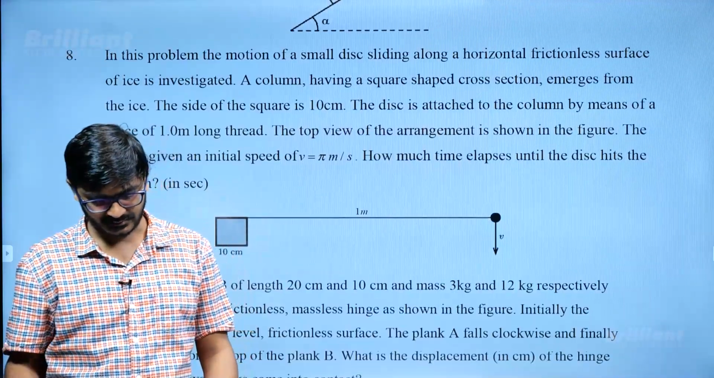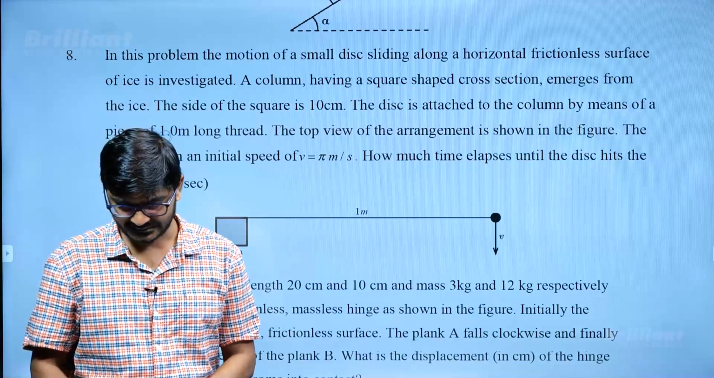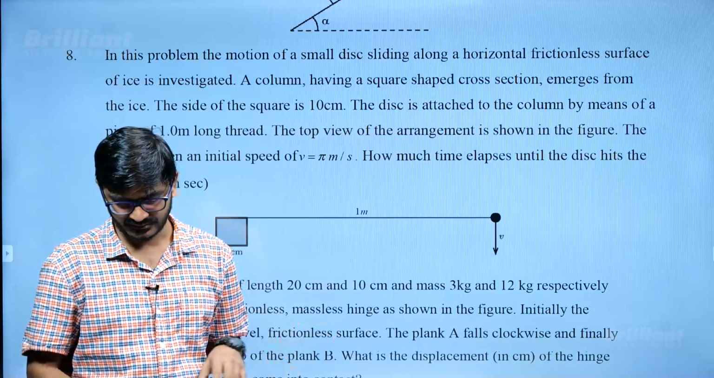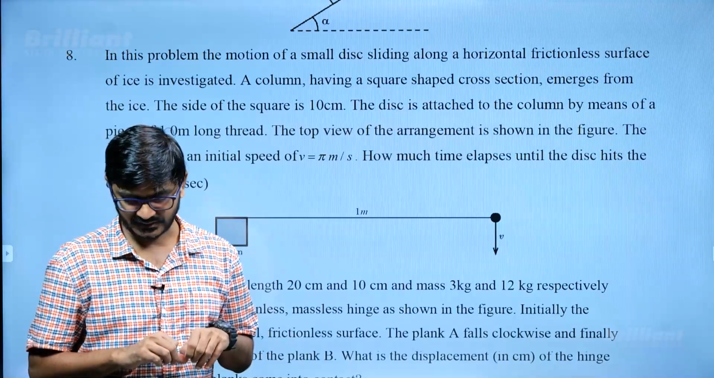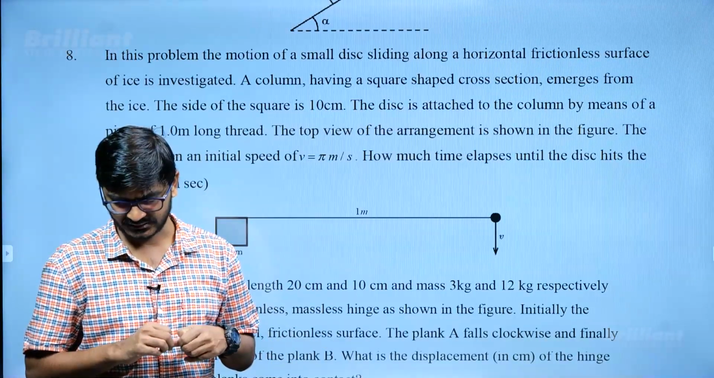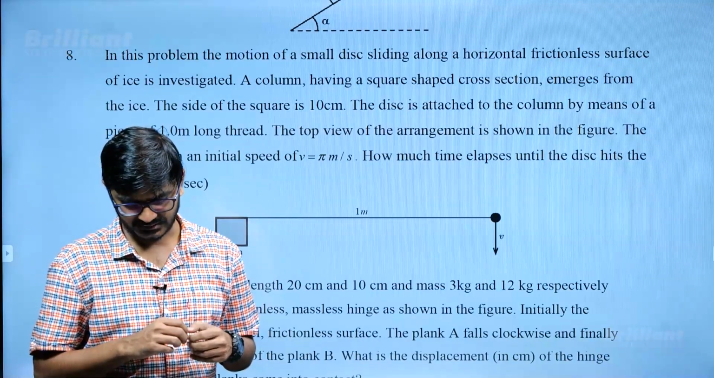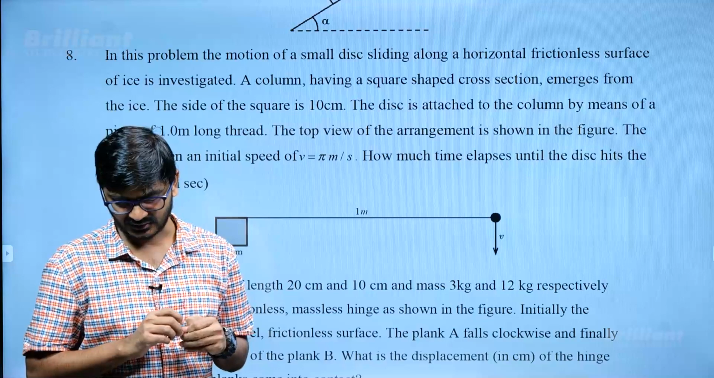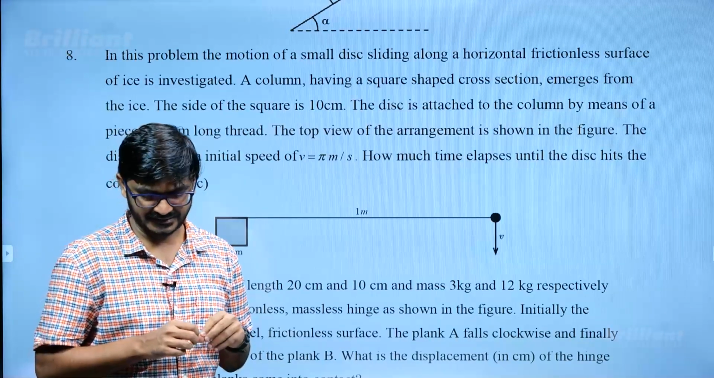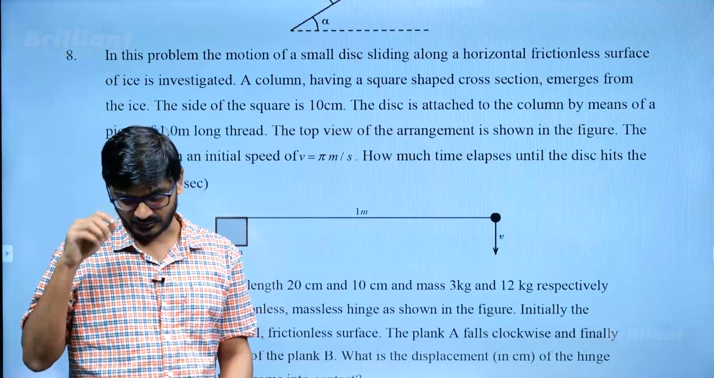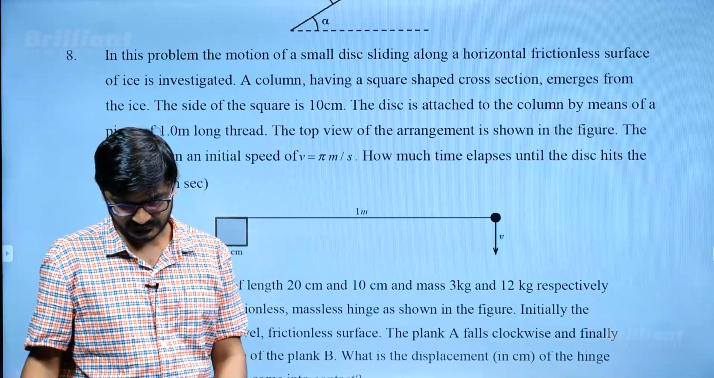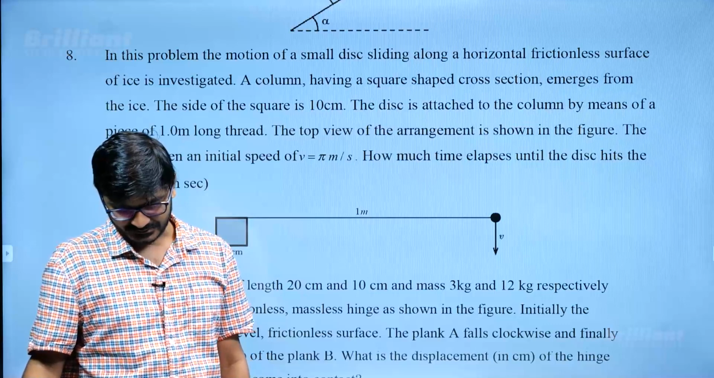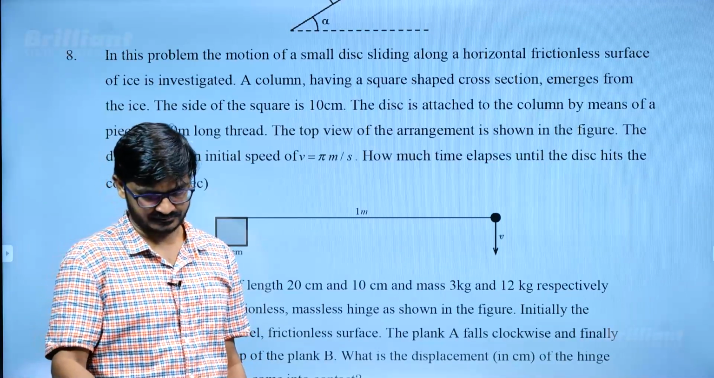In the next question, the motion of a small disc sliding along a horizontal frictionless surface is investigated. A column having a square cross section emerges from the ice. The side of the square is 10 centimeter. The disc is attached to the column by means of a piece of 1 meter long string. The top view of the arrangement is shown. The disc is given an initial speed v. How much time elapses until the disc hits the column?